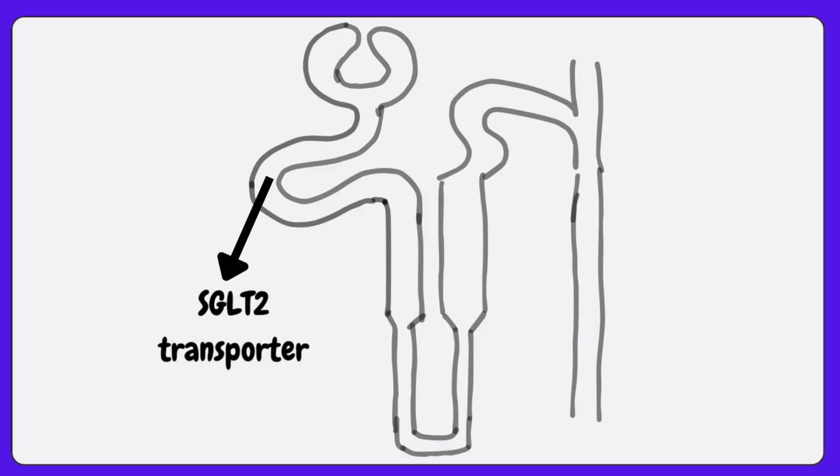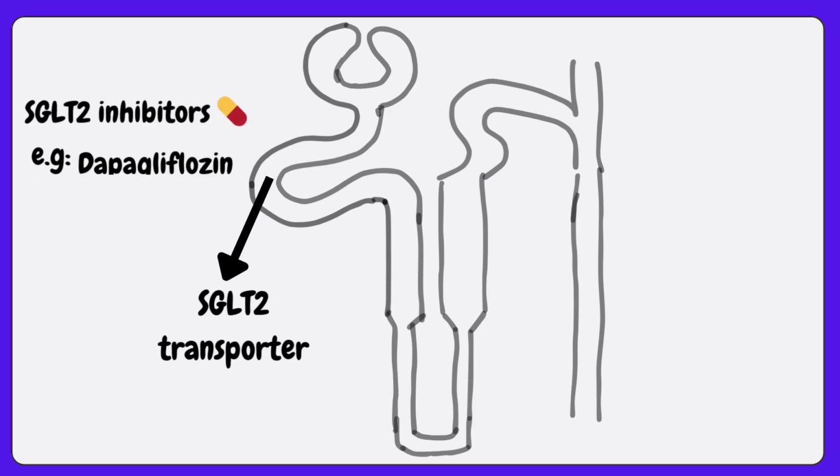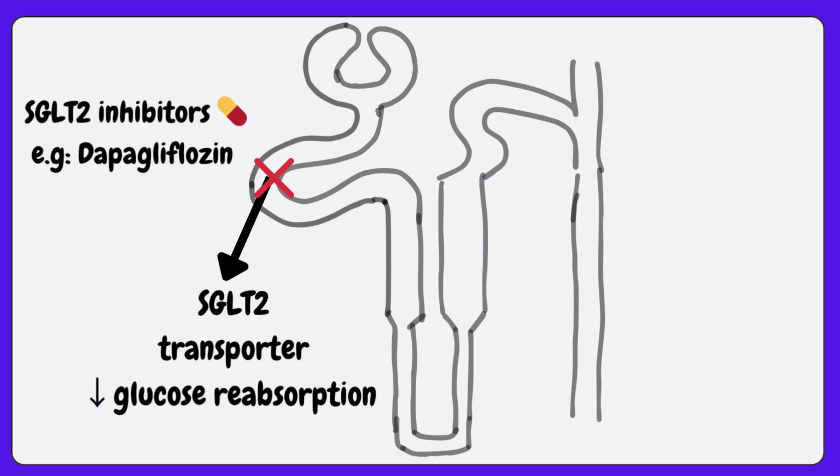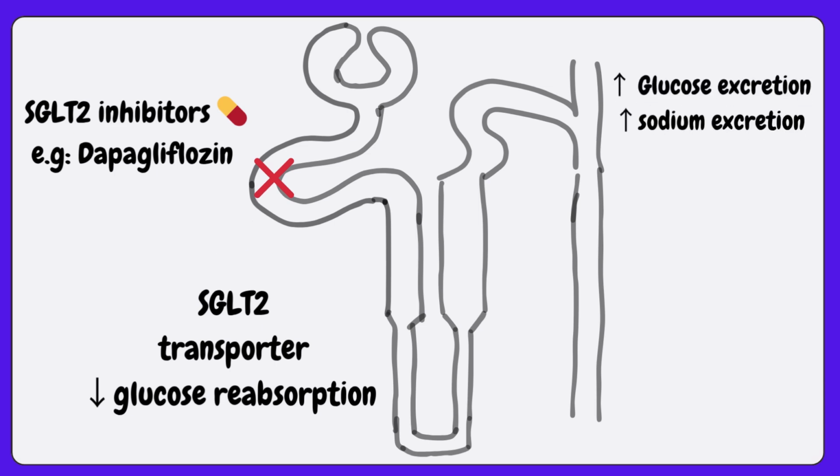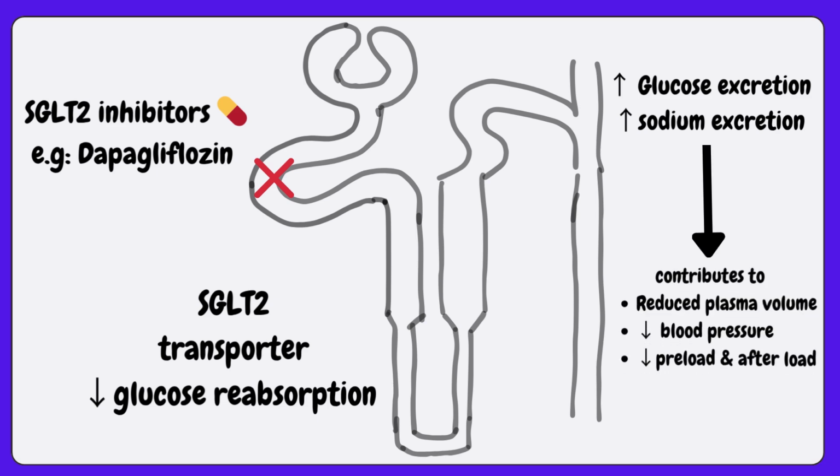SGLT2 is a transporter located in the proximal renal tubule. It is responsible for reabsorption of filtered glucose from the lumen back into the bloodstream. SGLT2 inhibitors block this transporter, thereby decreasing glucose reabsorption, increasing urinary glucose excretion and increasing sodium excretion. This contributes to reduced plasma volume, lowers blood pressure and decreases preload and afterload.